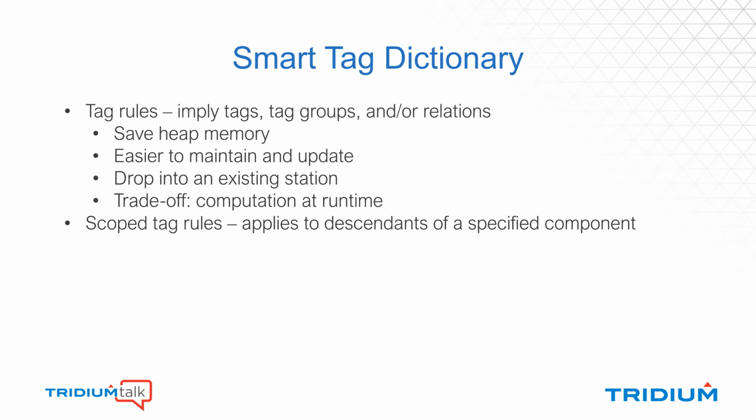Also, having them centralized in the tag dictionaries under these rules can make them easier to maintain, easier to update. Once you have a good working set of tag rules, you can drop them into other stations and tags will start to be implied immediately.